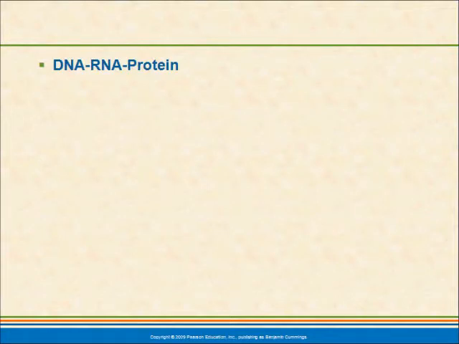So we've given you a little bit about the history of the discovery of DNA and its structure and function. So let's talk now about how DNA and RNA are involved in protein production.